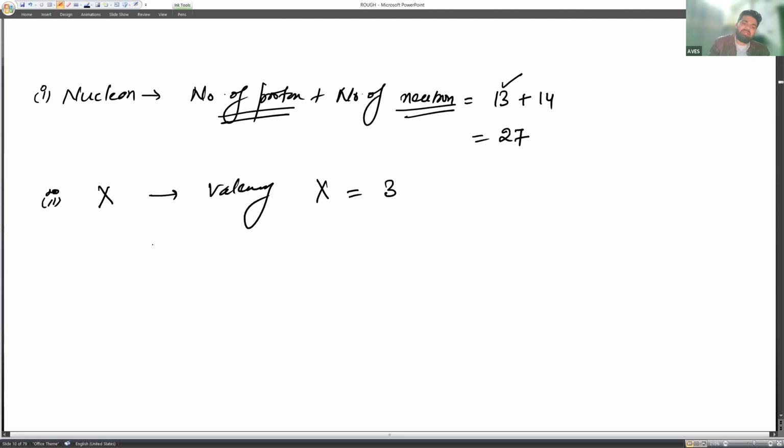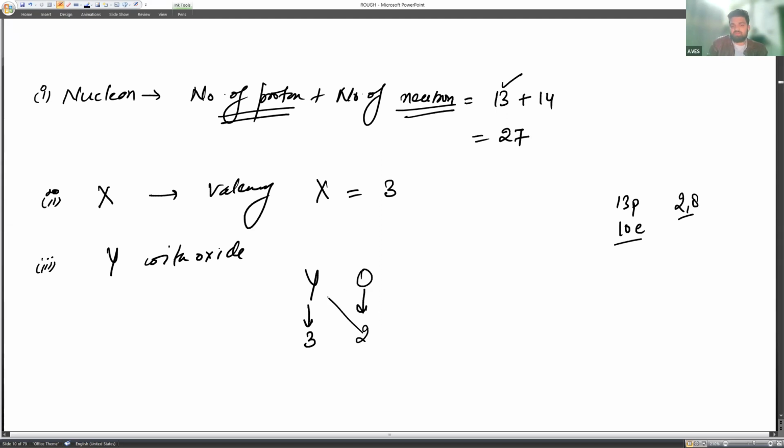And in the third part, it is asking for the formula of Y with oxide ion. So here you can write it. Y has valency 3 because it has 13 protons and 10 electrons, so it's 2, 8. So it has plus 3 charge because it has lost electrons, and oxide has valency 2. You will get Y2O3 as the answer. Got it?